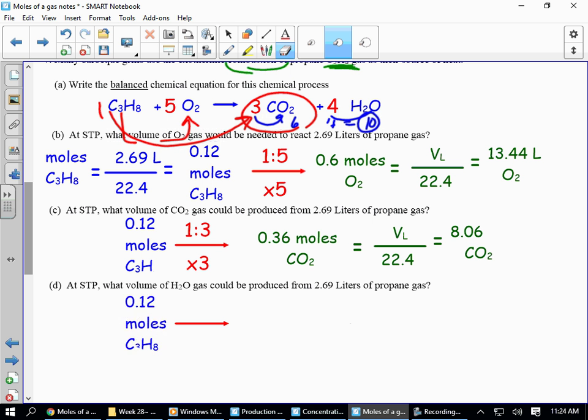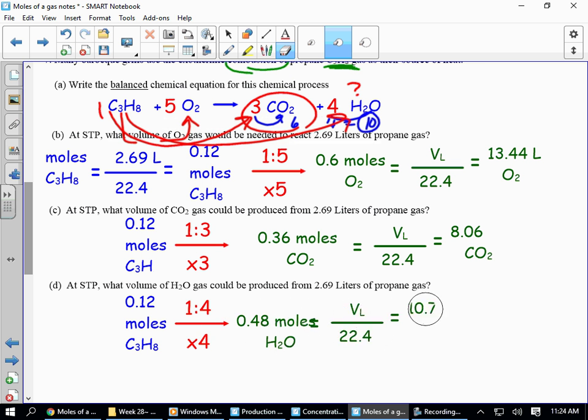Alright, again, take the same amount, but this time we want to know about what volume of gas. So I'm going to go 1 to 4 coefficient ratio. Multiply this by 4. It wants to know the volume. Multiply each side by 22.4 and you get 10.75 liters. Hopefully you're feeling good with all these problems. Bring in any questions you have for us.